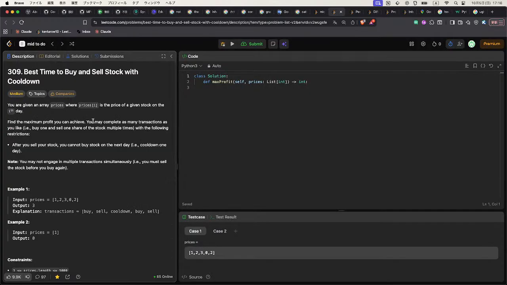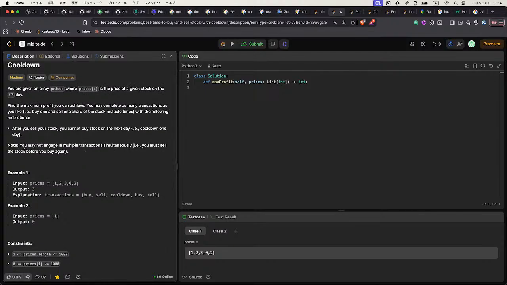Let's go. Best time to buy and sell stock with cooldown. You are given an array prices where prices[i] is the price of a given stock on the ith day. Find the maximum profit you can achieve. You may complete as many transactions as you like, i.e. buy one and sell one share of the stock multiple times with the following restrictions. After you sell your stock, you cannot buy stock on the next day. Cool down one day. Note, you may not engage in multiple transactions simultaneously. You must sell the stock before you buy again.